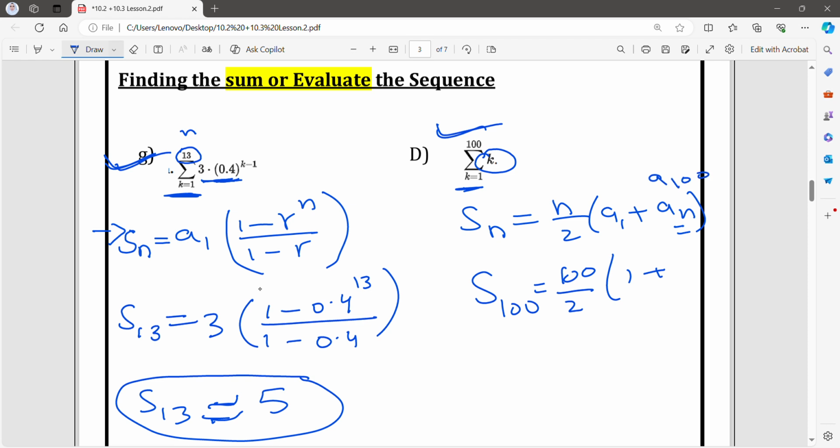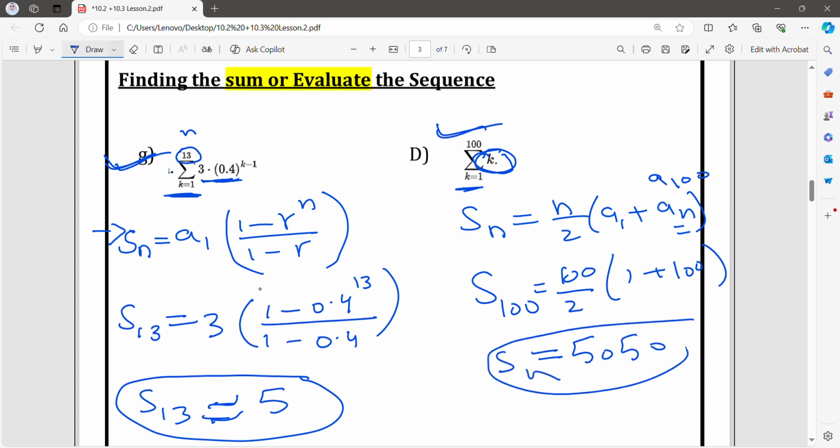So An means 100. So again you go to your question, and whatever the expression is given here, you have to replace the k value by 100. We have only k, so k is 100, right? And then you just give this to the calculator and you will get the answer. It's 100 over 2 times 1 plus 100, equals 5050. This is my sum.